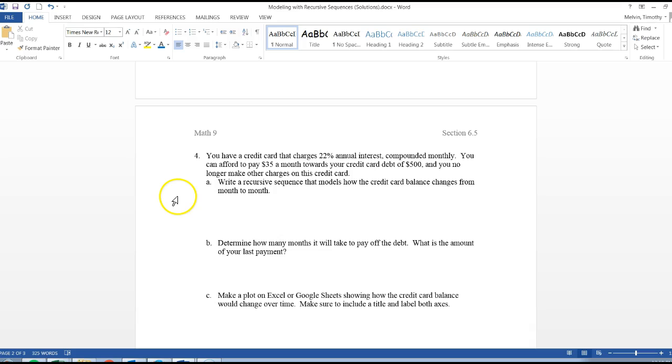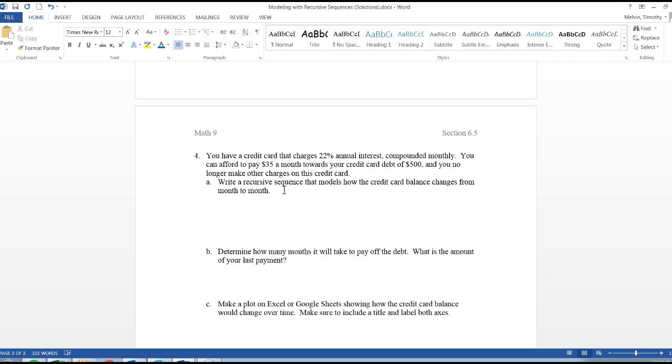So if you have credit card debt of $500, so you have $500 on a credit card that charges 22% annual interest rate, compounded monthly, and you're going to pay $35 a month towards your credit card debt. You're not going to put any other charges on this credit card until you pay it down. So the first thing we want to do is write a recursive sequence that models how your credit card balance changes from month to month.